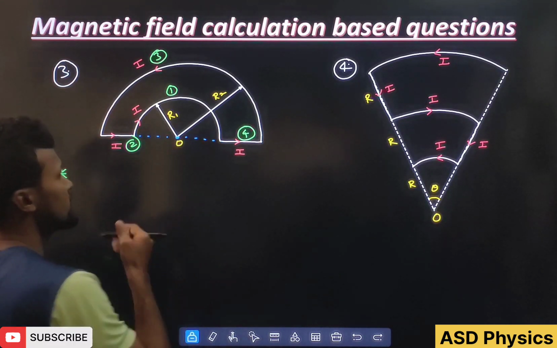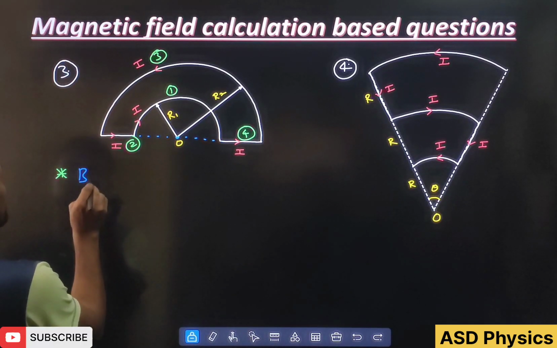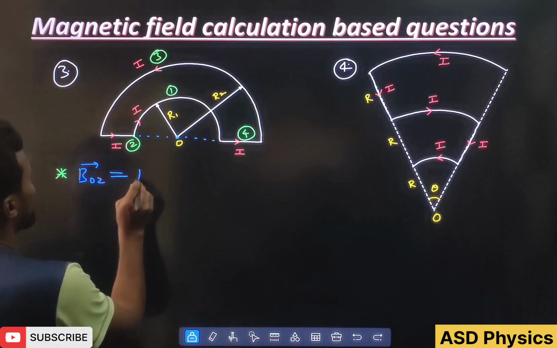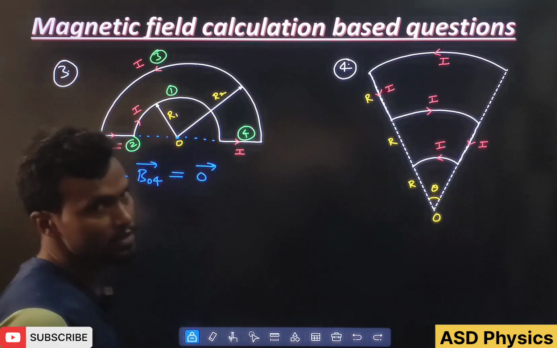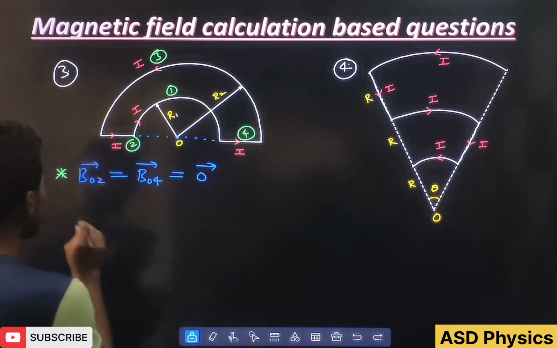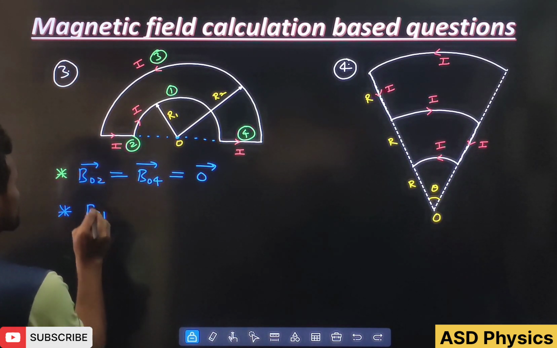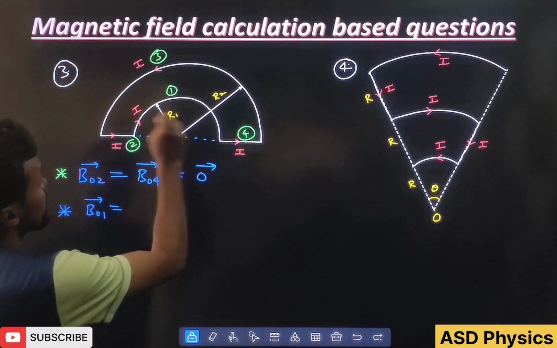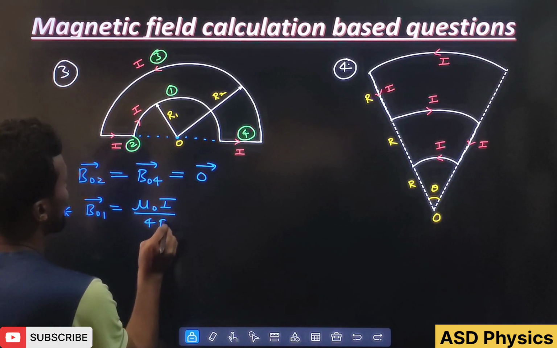Now observation point is along the length of the current carrying conductor. That means due to section 2 and due to section 4, the magnetic field will be 0. Now students, after that, let's take section 1. So section 1 means what we can write here? Semicircular coil. So mu naught I by 4r1.